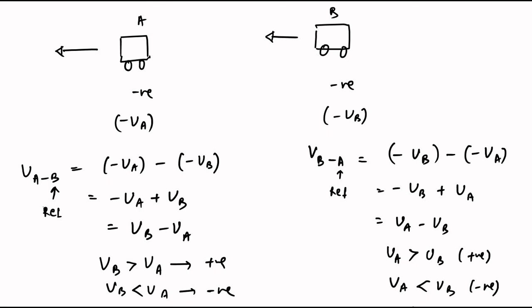Similarly, with A as the reference, if the relative velocity is positive, it means it will appear to someone sitting inside as if B is moving towards it. If it is negative, it will appear as if it is moving away from it. But in reality both of them are moving. So these are the two cases. Then another two cases where the two vehicles are moving in opposite directions.